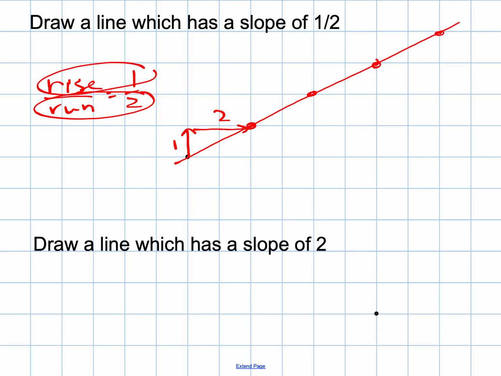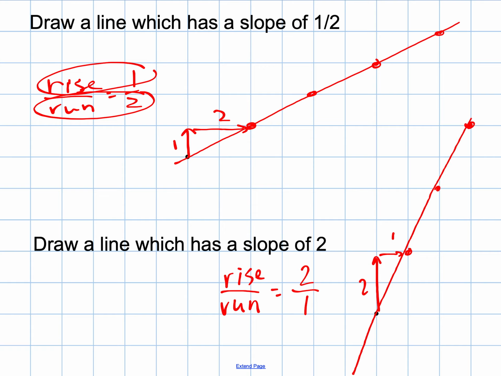Okay, let's draw a line that has a slope of 2. Well, this is going to have a rise over run of 2. Now, we do want this as a fraction, so we change the 2 into a fraction, we'll just put it over 1. This is rise 2 and run 1, and then we get our dot. We go ahead and repeat that rise 2, run 1 pattern as much as we can, and then we get a nice line with a slope of 2.